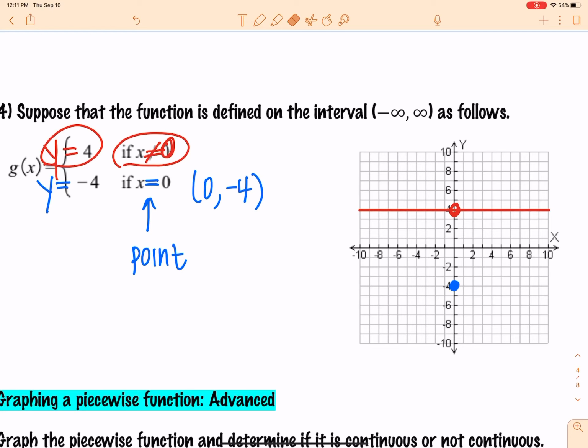So pause here, go back up to number 3 and try that one all by yourself before we start doing the harder ones, the ones you see most likely on your test.